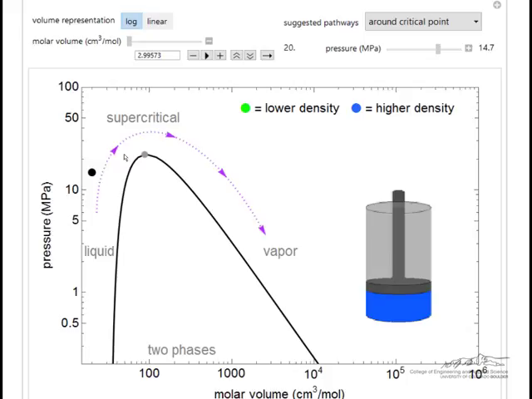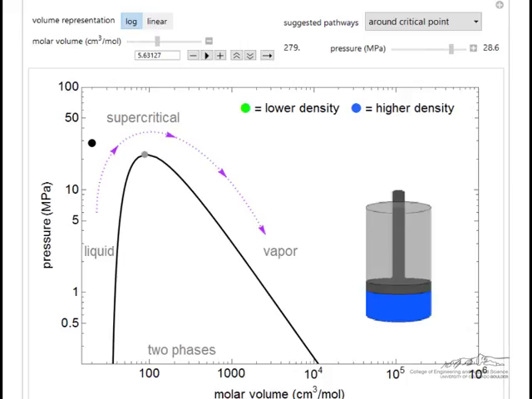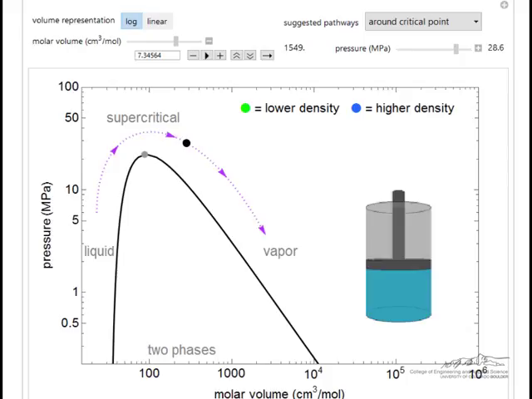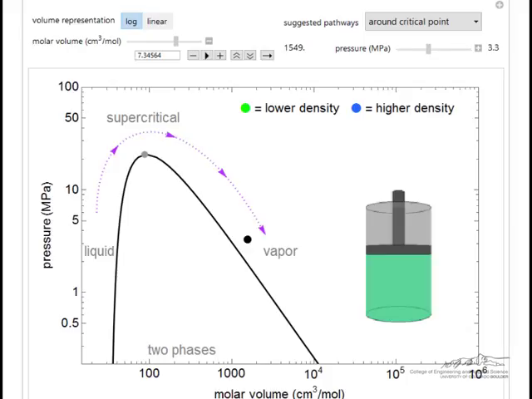In other words, let's start at the lower pressure. And so what I can do is just increase pressure at constant volume to approximate this pathway. Now I can increase volume at constant pressure. Let's make the volume even larger. And then I can decrease pressure at constant volume. I've gone from a liquid to a vapor. I did not see on the right any condition where I have two phases.